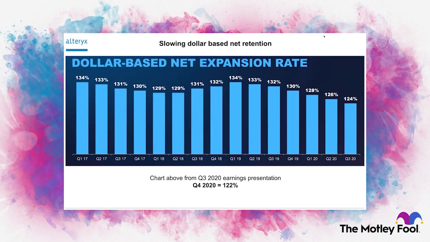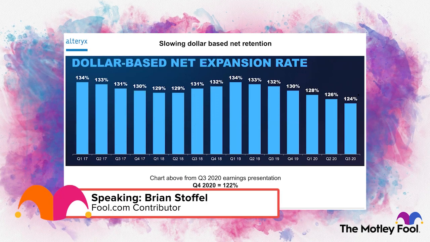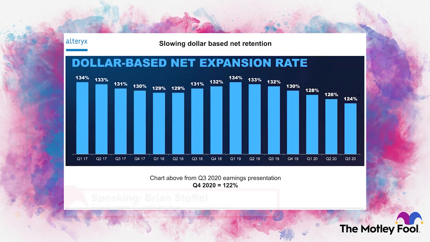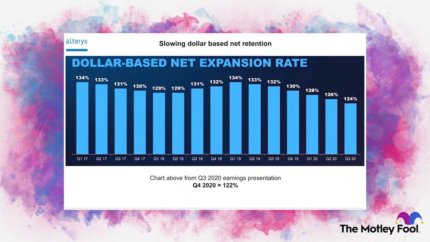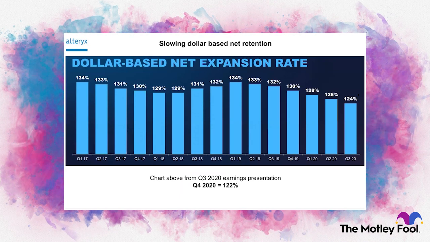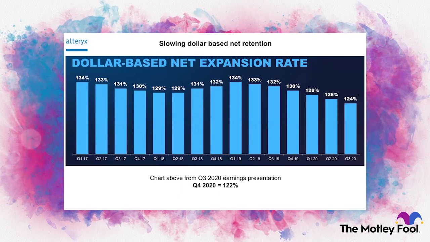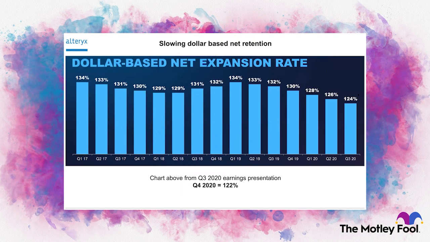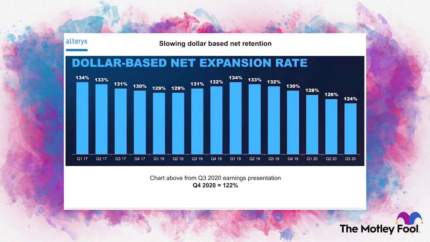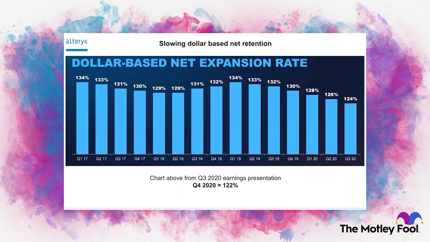So the next is the dollar-based net expansion rate. And the best way to think about this is that if your dollar-based net expansion rate is 100%, that means you're basically holding on to all your customers. We'll get into the definition. In fact, you know what? You want to go to the next slide and we'll come back to this.